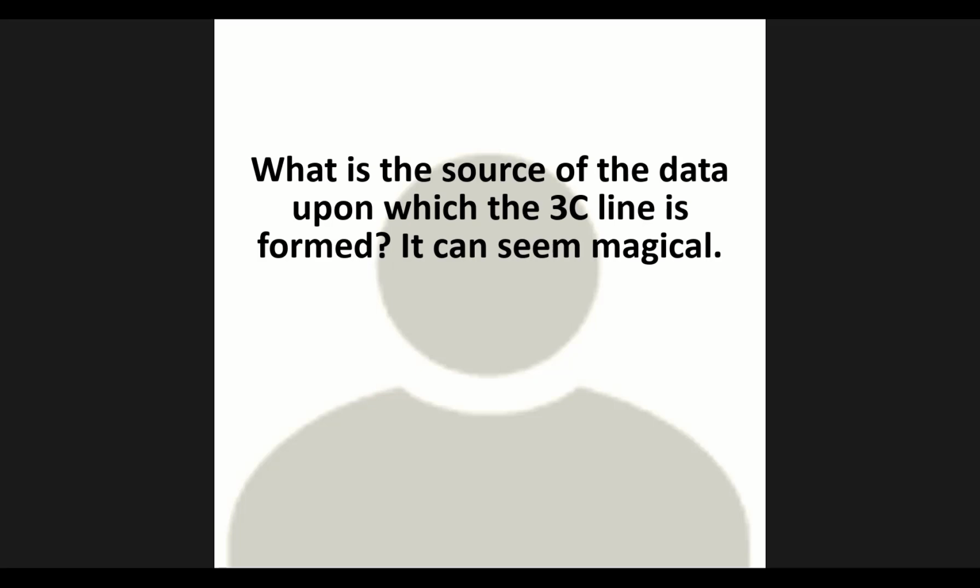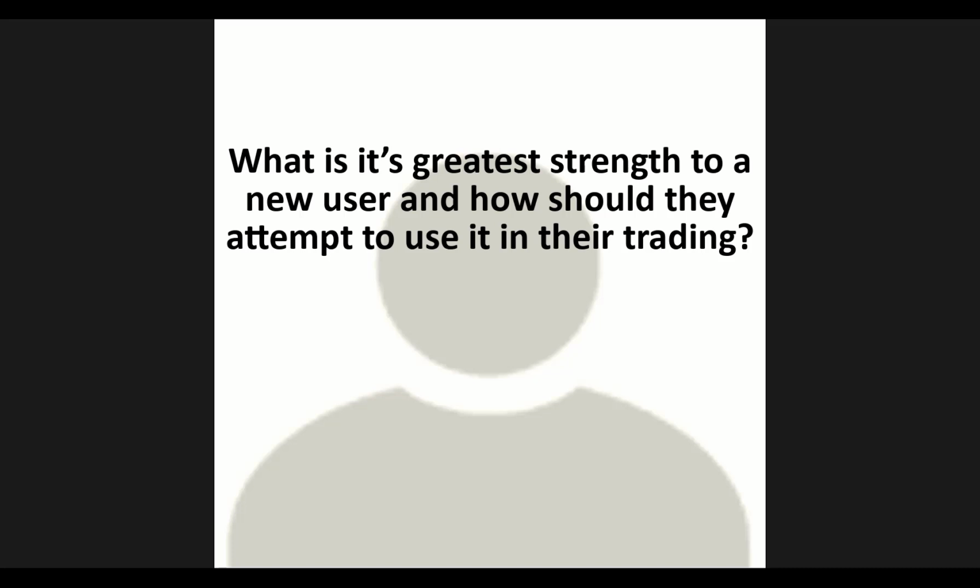What's the source of the data? So we kind of got into that. It's based on TSV, time segmented volume, which is a proprietary indicator. There's a couple of people who've made knockoffs of it, but they don't publish what the actual formula is. So the TOS version that some of you guys are using is an approximation of TSV, and it's darn close. It's close enough for what we need to do, but it does look a teeny bit different. And when you move from platform to platform, they use different data feeds, so sometimes there's little differences in different indicators. What is the greatest strength to a new user and how should they attempt to use it in their trading?